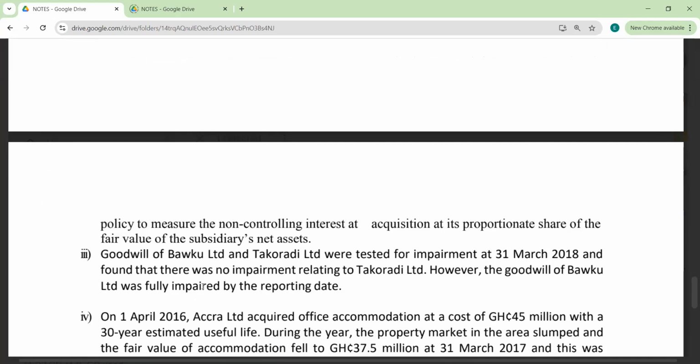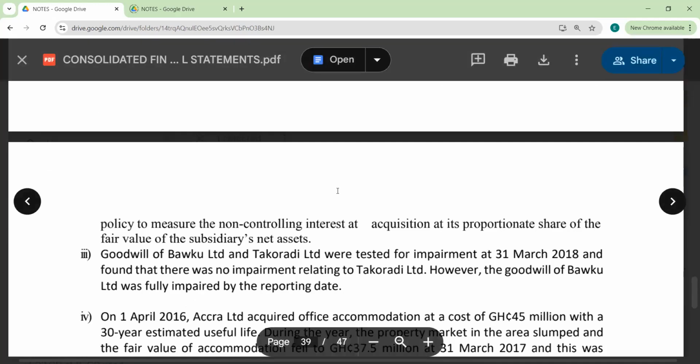Wait, there's confusion. Please, which type of goodwill method are we using? Is it full goodwill, proportionate, or fair value method? Proportionate. Don't let this fair value here confuse you. It's a mistake that we all make. The fair value here is just adjusting the net assets. It is never adjusting goodwill. Good, so proportionate. I like that.